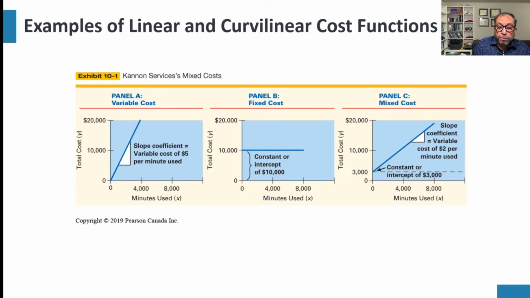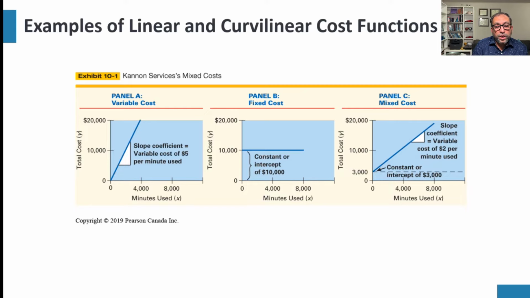On the other hand, in panel B, we see that this is a fixed cost. They say, okay, whatever you use, it doesn't matter. You have to pay 10,000 for 10,000 minutes. So up till 10,000 minutes, whether you use 1 minute or 10,000 minutes, your bill is going to be 10,000. For that reason, the slope is zero here. In this case, there is no slope, and the flat or horizontal line explains that this is a fixed cost.